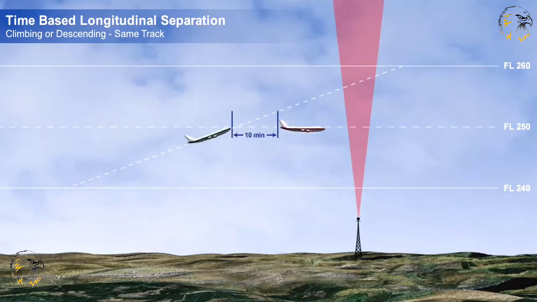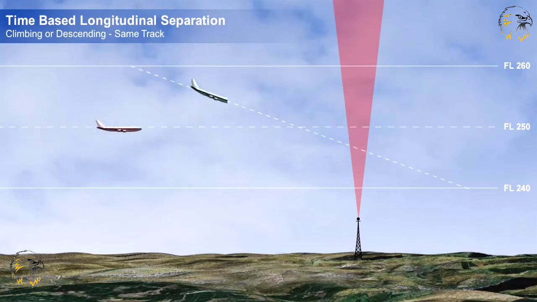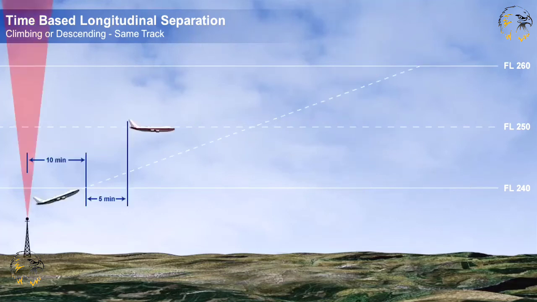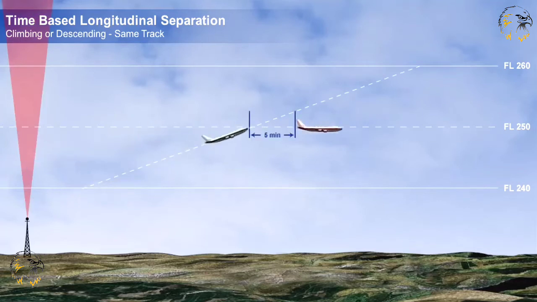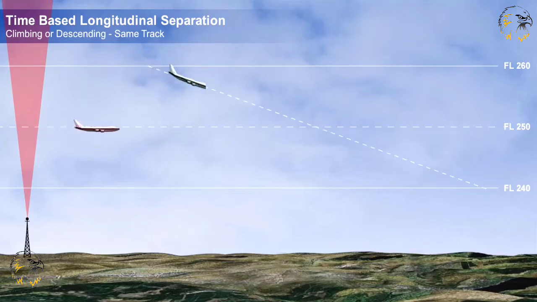10 minutes, whilst vertical separation does not exist, provided that navigation aids permit frequent update of position and speed. 5 minutes, whilst vertical separation does not exist, provided that the level change is commenced within 10 minutes of the time that the second aircraft has reported over an exact point.